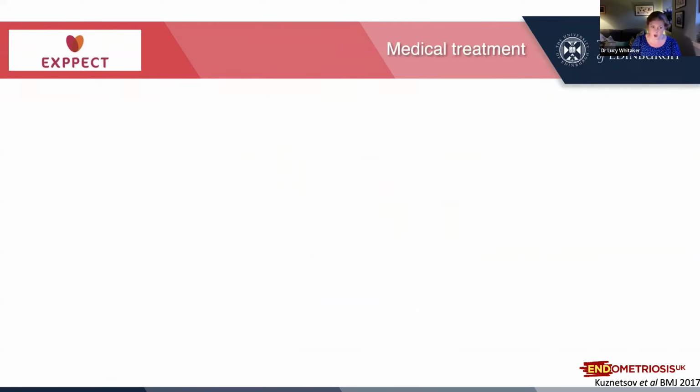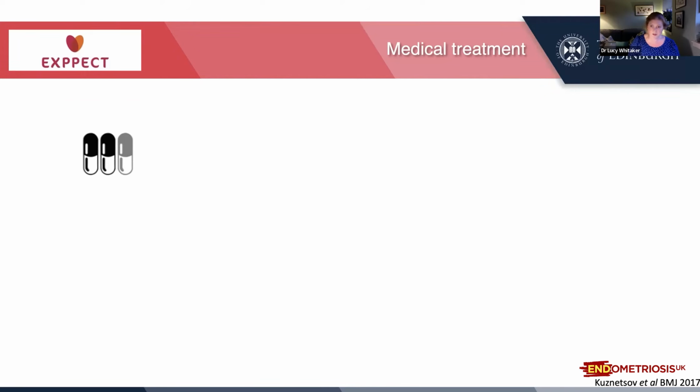So what are the alternatives? We'll start with medical treatments. Now, there are broadly 3 components to the medical treatments that we prescribe. So firstly, painkillers. Typically paracetamol and non-steroidals, so that includes things like ibuprofen, mefenamic acid, naproxen, diclofenac.